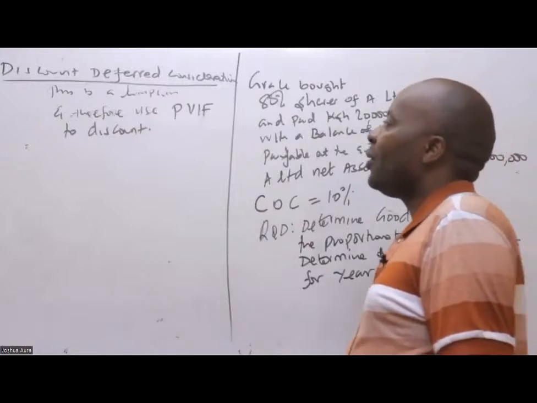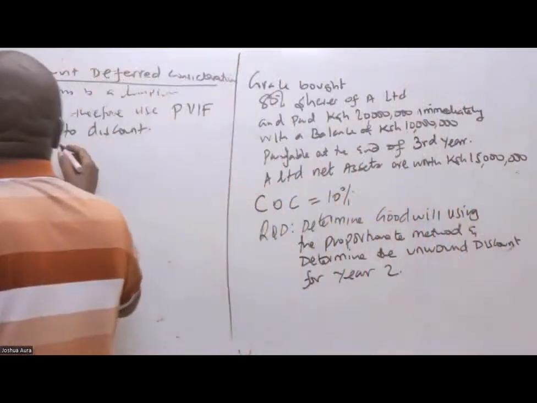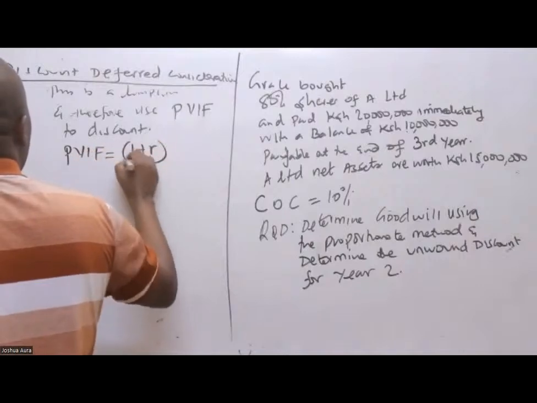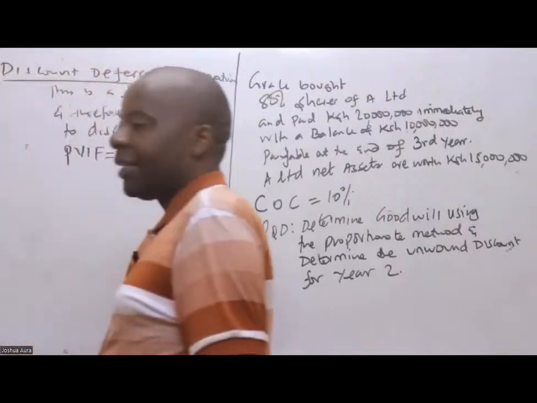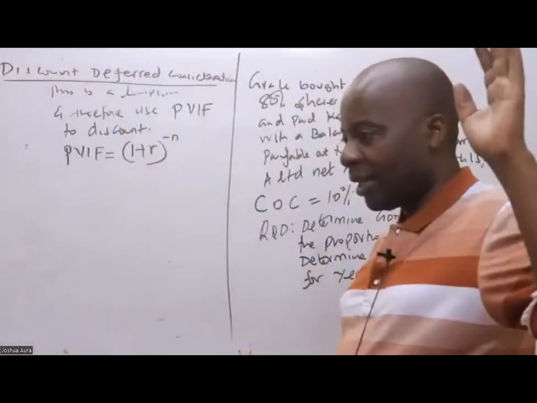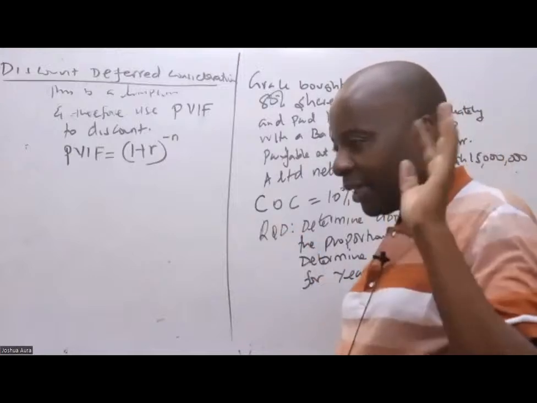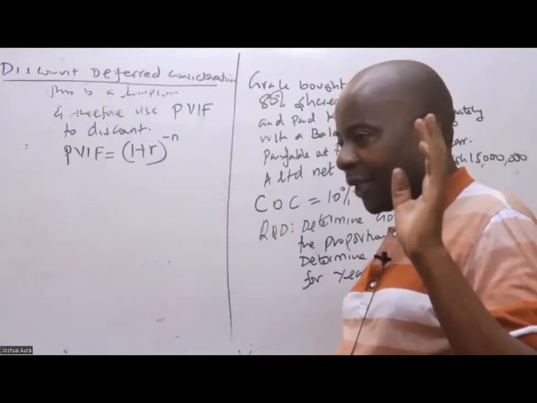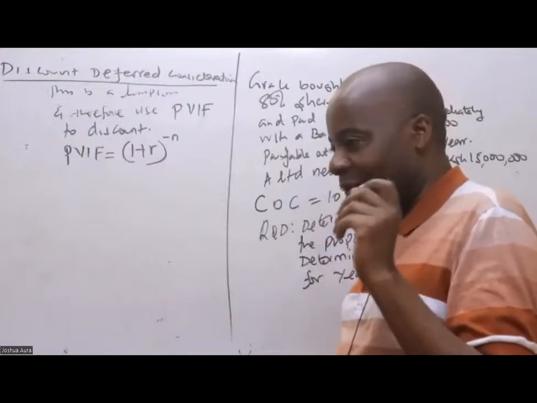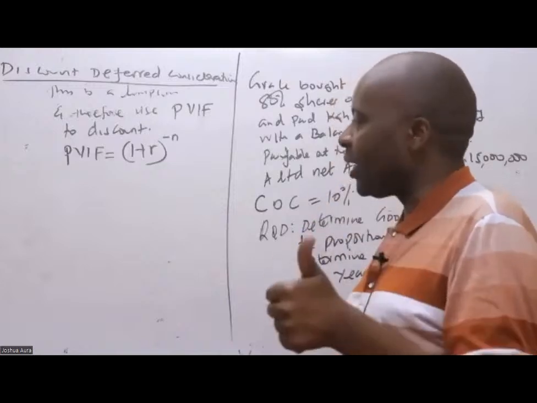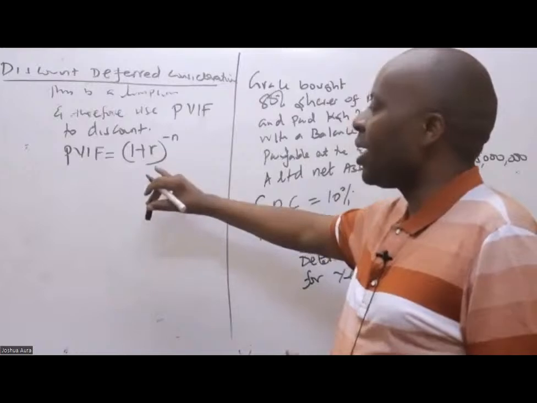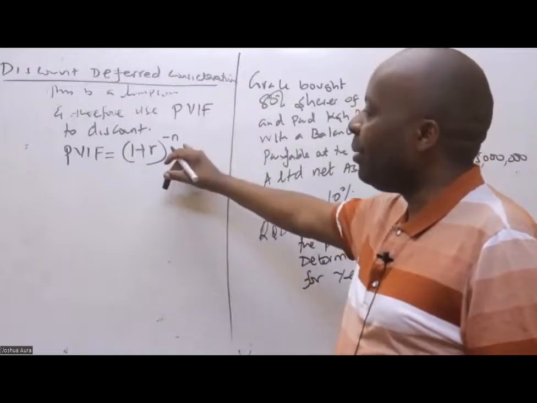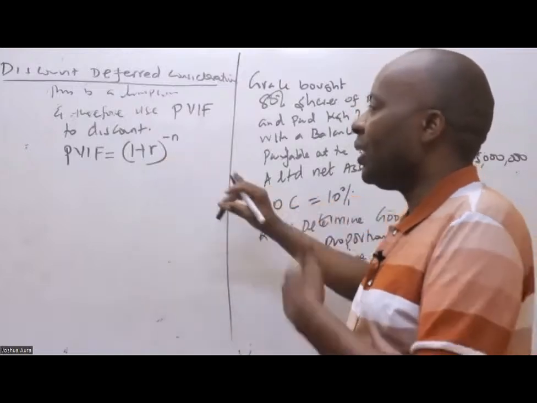Now, if it's the present value interest factor that I shall use to discount, I know the formula. I know that PVIF is (1 plus R) raised to negative n. Is there anybody who is able to remember this formula? R is the rate of return, R is the cost of capital, and the cost of capital is 10%. N is the period. Grace will be paying this amount in 3 years' time.